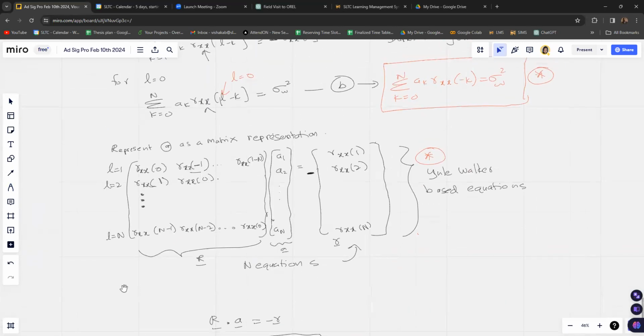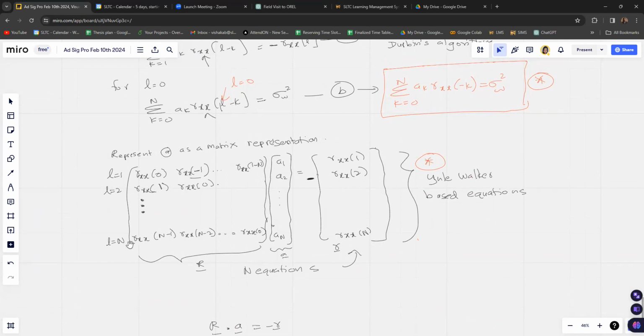Right? So we discussed the fact that we can represent the Yule-Walker equations using this matrix. This matrix has n equations, and the n equations will be used to solve for the values of the unknown parameters of the system. If you are trying to estimate the values of A1, A2, A3, A4, and so on up to AN, then we can use n equations to find those values.